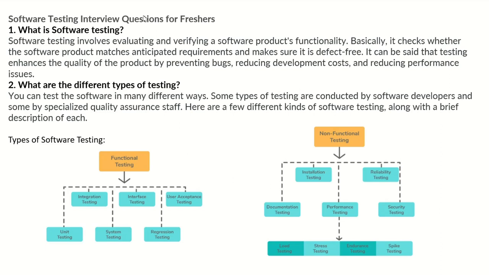So the types of testing are functional testing and non-functional testing. In functional testing, you have integration testing, interface testing, user acceptance testing. Again, it is divided into unit testing, system testing, and regression testing. In the case of non-functional testing, it's divided into installation testing, reliability testing, documentation testing, performance testing, and security testing. Performance testing is again divided into load testing, stress testing, endurance testing, and spike testing.